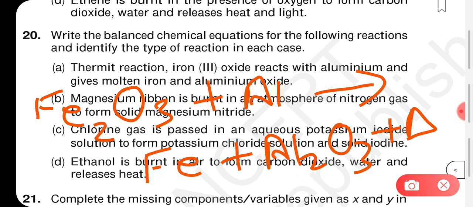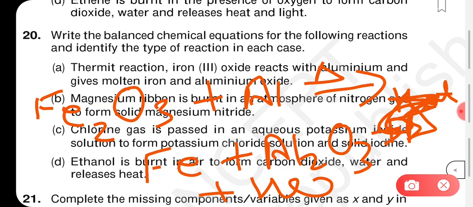So I just made it as a triangle. You can write it heat. Okay, write heat over here. So Fe2O3 is reacting with aluminium when heat is supplied, so I'll just write it over here, okay, so that you don't get confused. Fe2O3 with aluminium, when the heat is being supplied, it produces iron and aluminium oxide, and heat is released.